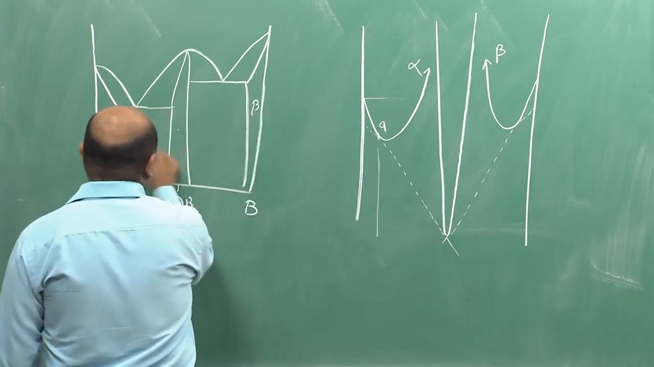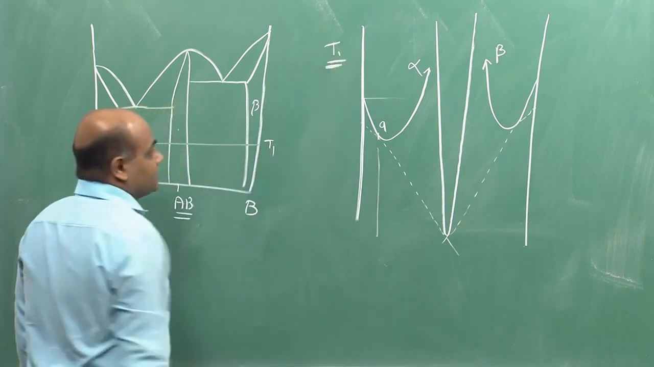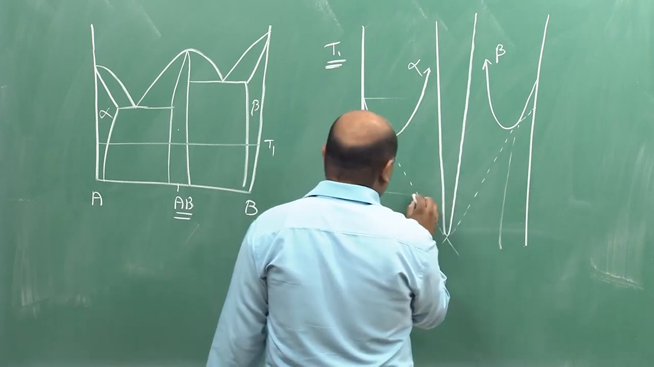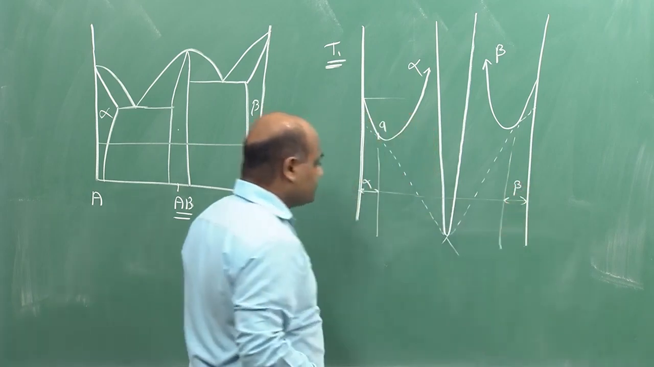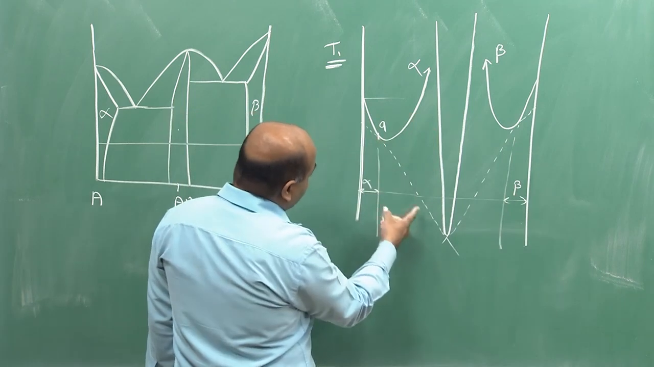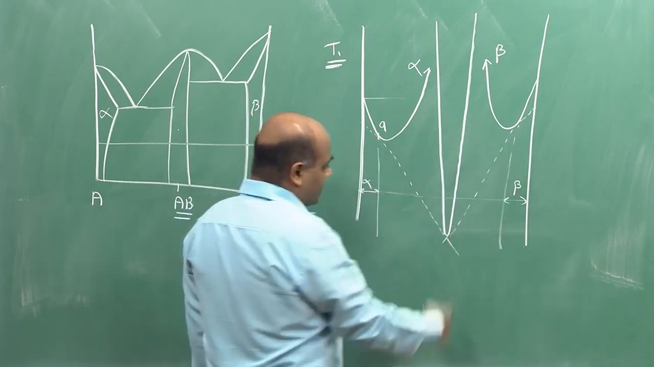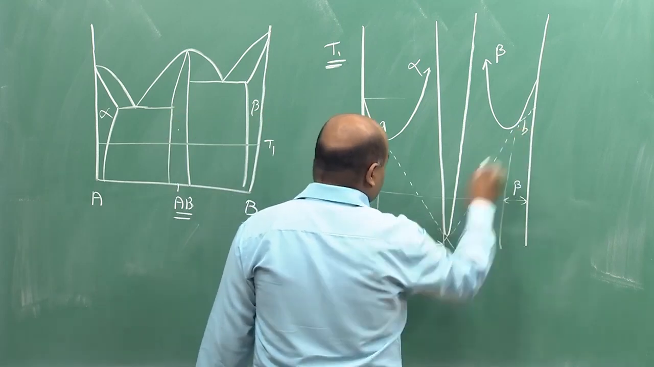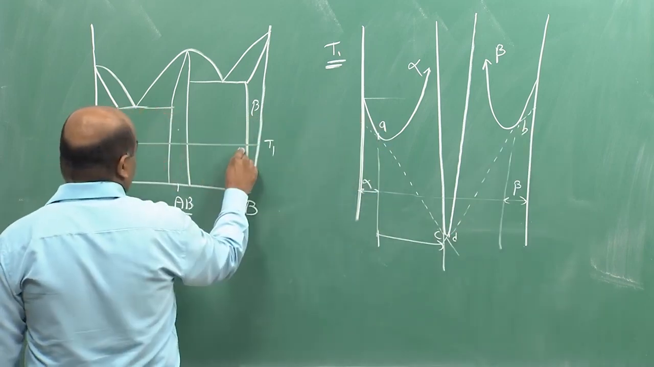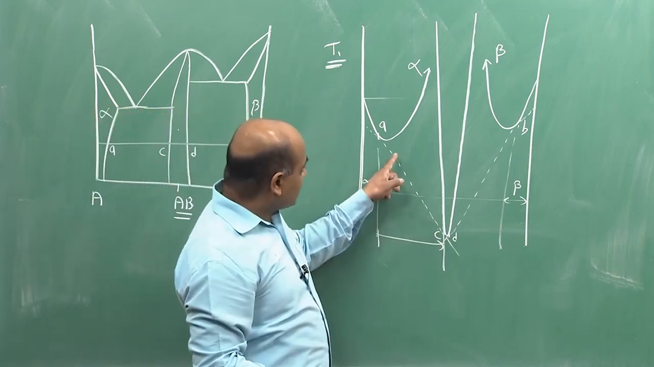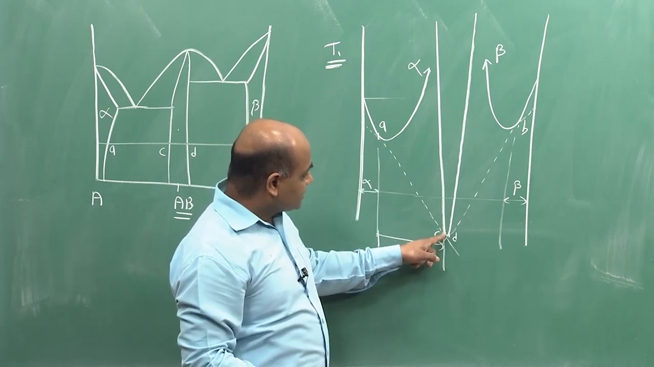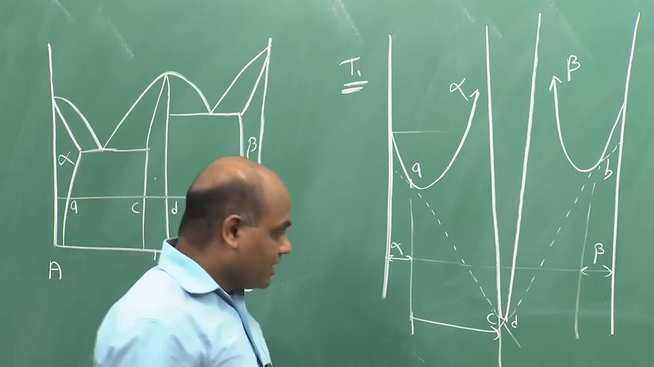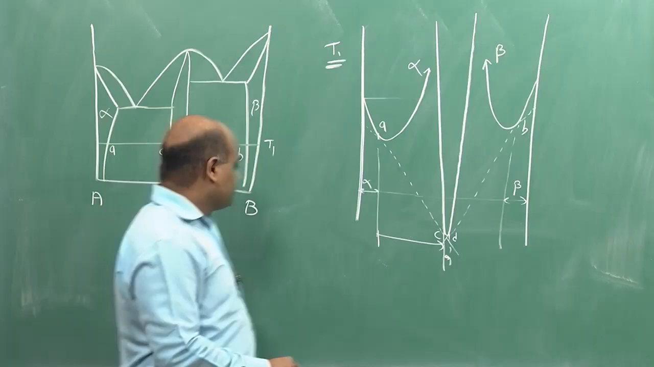So, up to point A, if you consider this temperature T1 here, alpha is stable, beyond this beta is stable. Now, we can draw two common tangents, one between alpha and AB, the other between beta and AB. So, let us call this A, B, C, D. C is where the common tangent between alpha and AB touches the curve of AB, and D is the point where the common tangent between beta and AB touches the curve AB. And there is a small region between C and D where AB is stable, it is this small region.